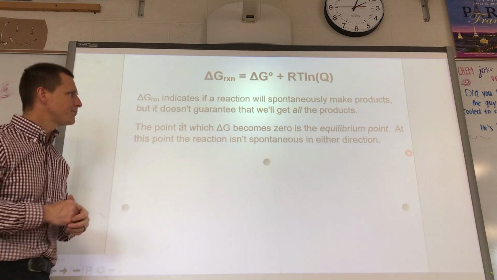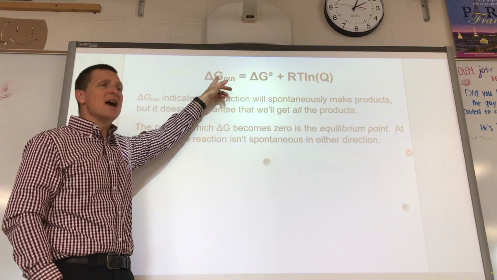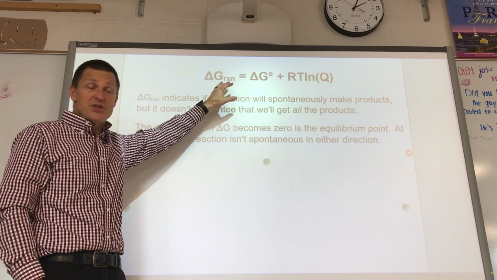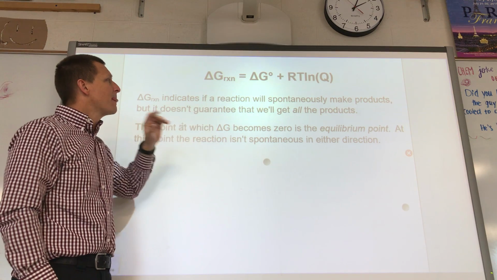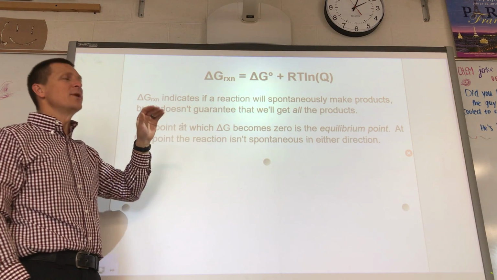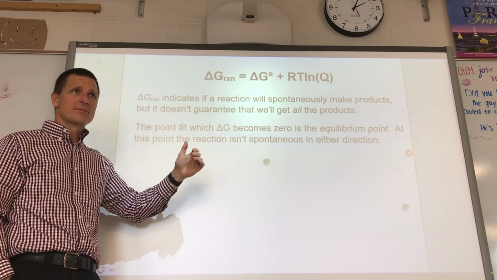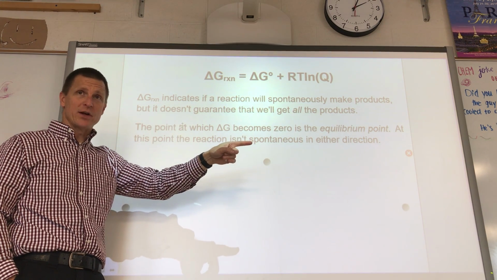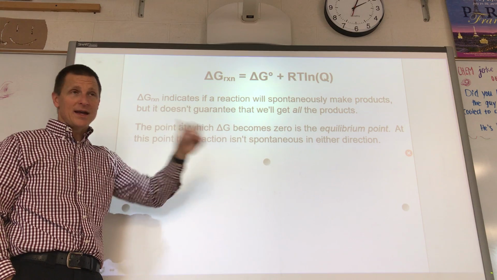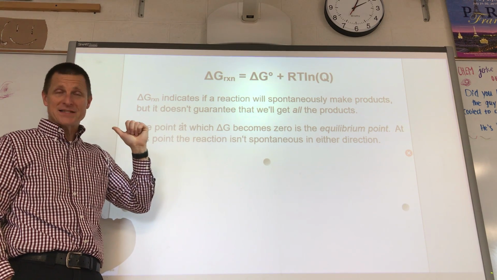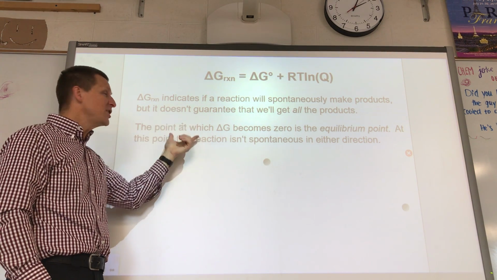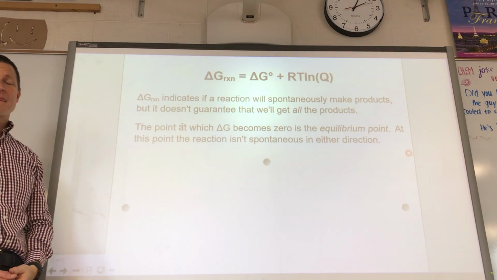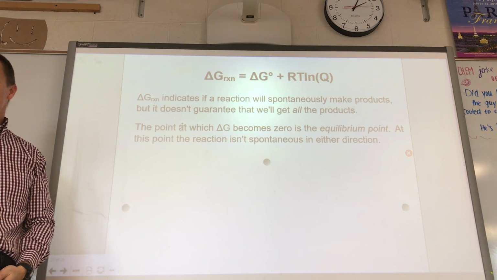Here's the next thing. If this delta G ever becomes 0, which it can, that means the reaction hits equilibrium. If that delta G is 0, it means it no longer is spontaneously going to the right. It's got to be negative to go to the right. It's not going to go to the left because it's got to be positive to go to the left. So if delta G hits 0, that means the reaction stops. And that's what we know as equilibrium.